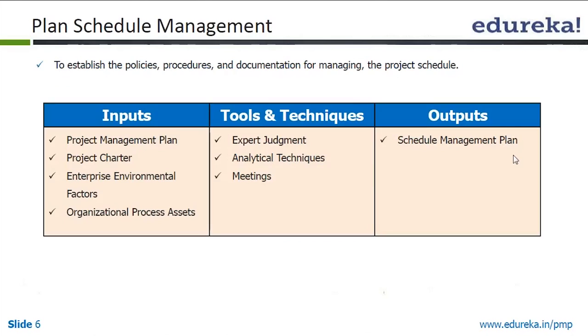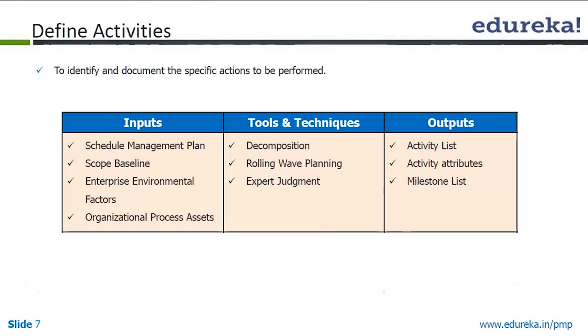As usual, the first process within a process group or within a knowledge area is to plan that process management. So we have to plan the schedule management. And what are the inputs to planning of schedule management? Project management plan, charter, EEF and OPA. The objective is to establish the policy, procedure and documentation for managing the project schedule. Tools and techniques are expert judgment, analytical techniques and meetings. And the output is the schedule management plan.